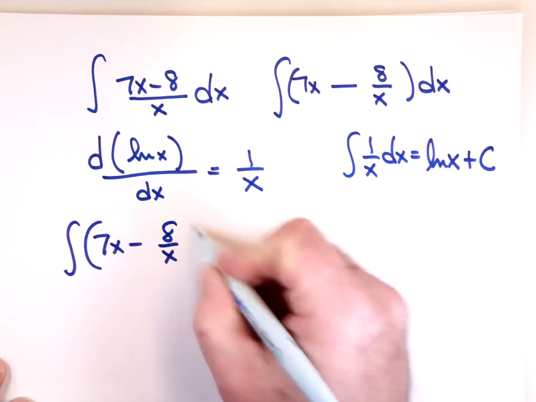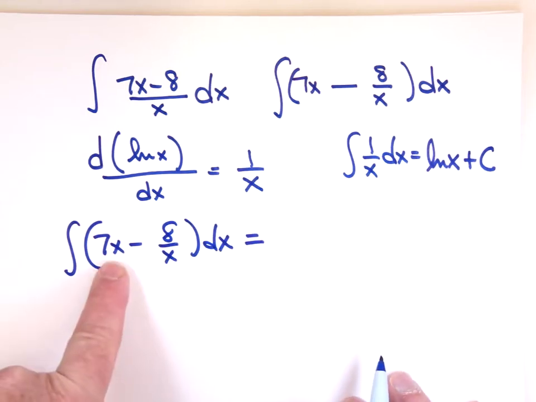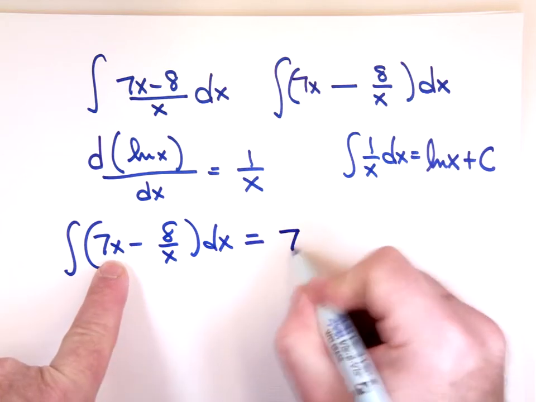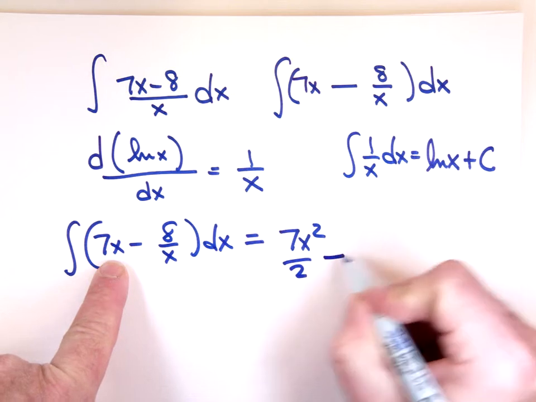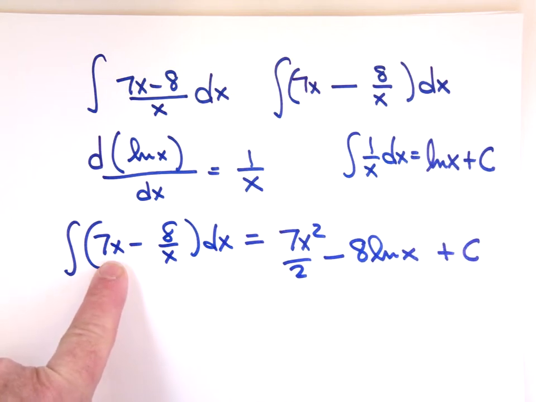I'm sorry, I didn't do that last time. I didn't think it was in this first section. Do the antiderivative of 7x, which is 7x squared over 2, minus 8 natural log x plus c. And that would be your answer.